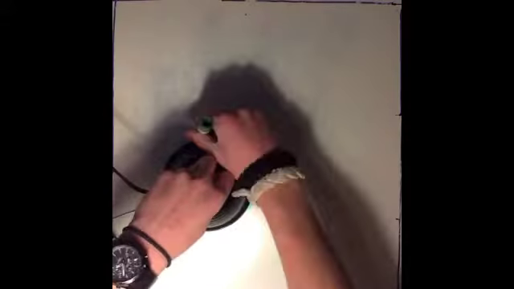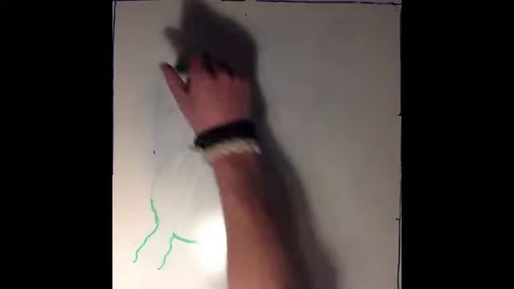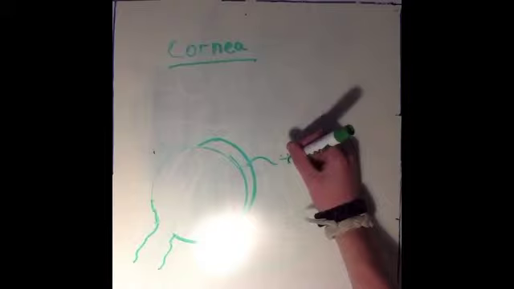First up is the cornea. The cornea is one of the most important parts of the eye. It protects the inside of the eye from the natural occurrences of the outside world. The cornea is located right here.